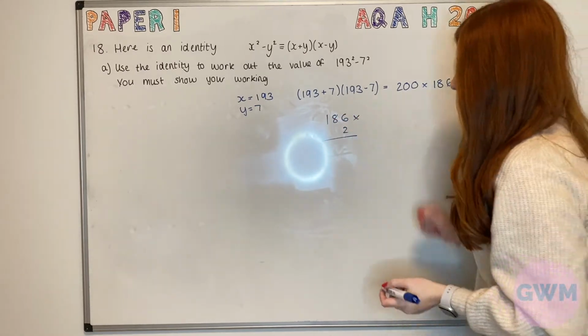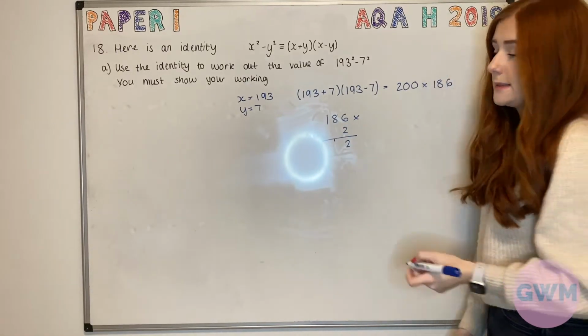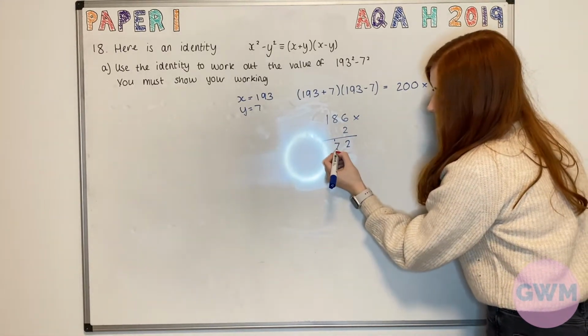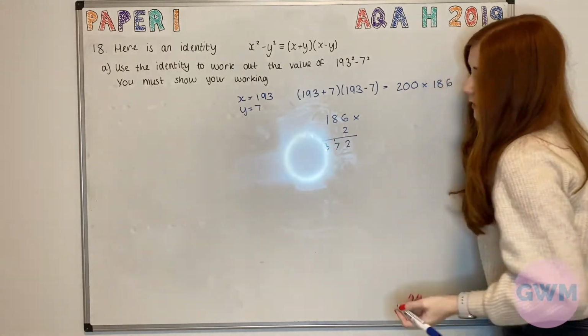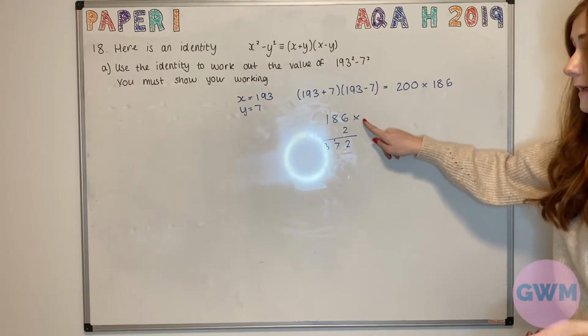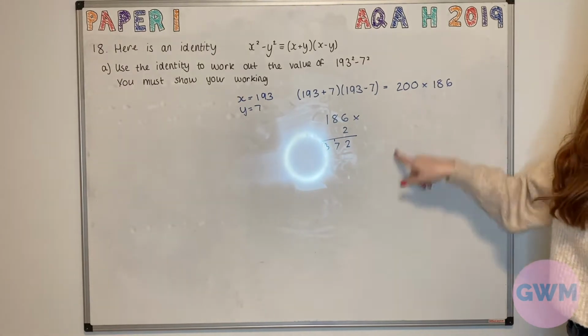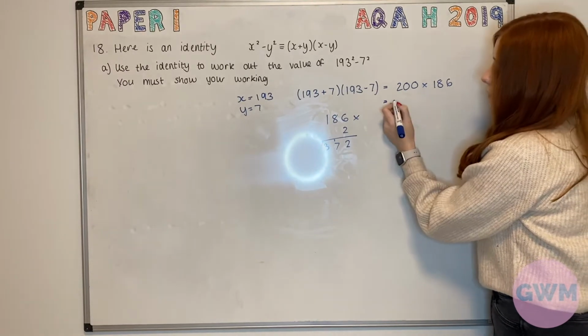So we do 6 times 2, 12, carry the 1. 8 times 2 is 16. Remember, we've got that 1 from before, so we add that one, 17. 1 times 2 is 2, add that 1 that we've got carried there is 3. So 372 is the answer to this. Remember, we took them 2 zeros off before. So what we need to do is we need to add them back on for this one.